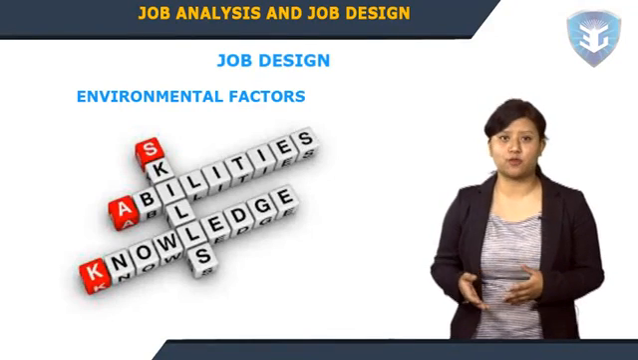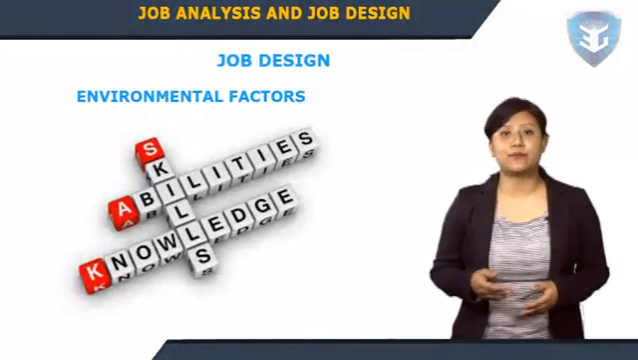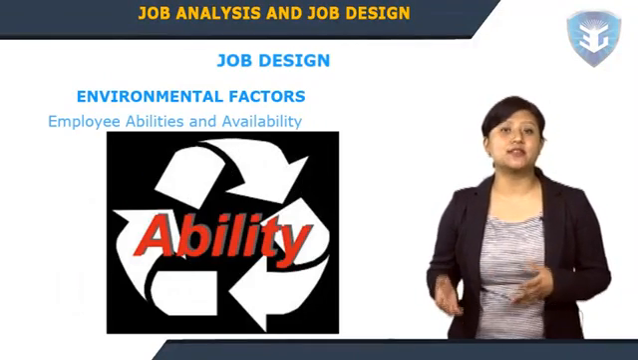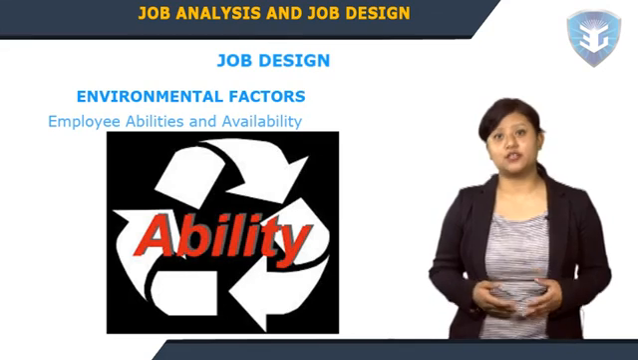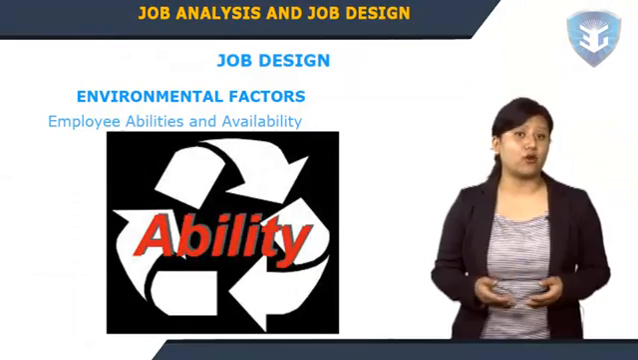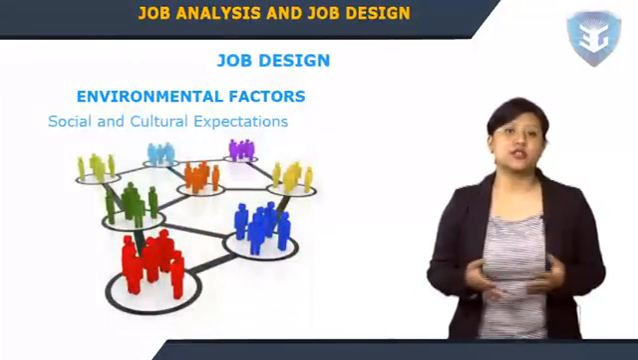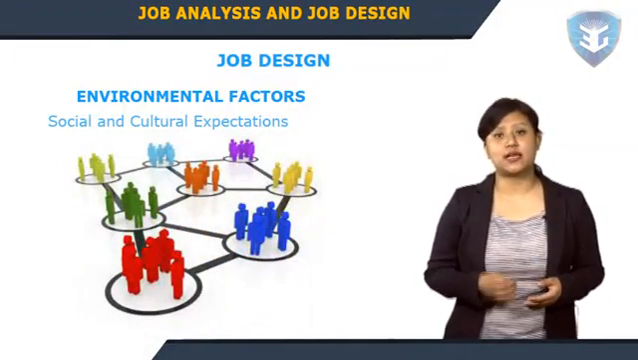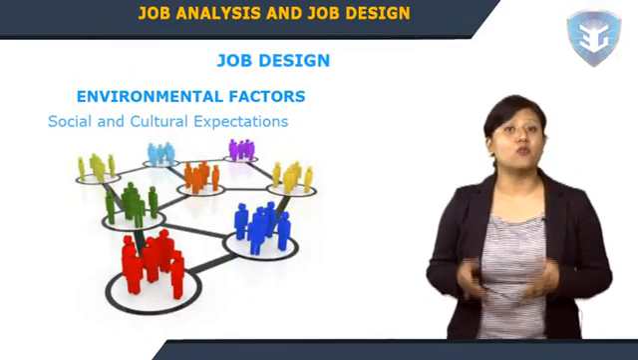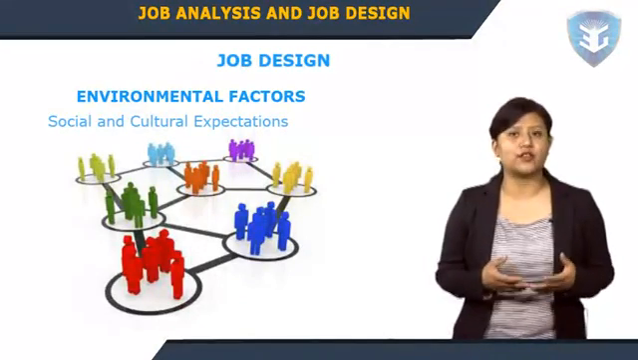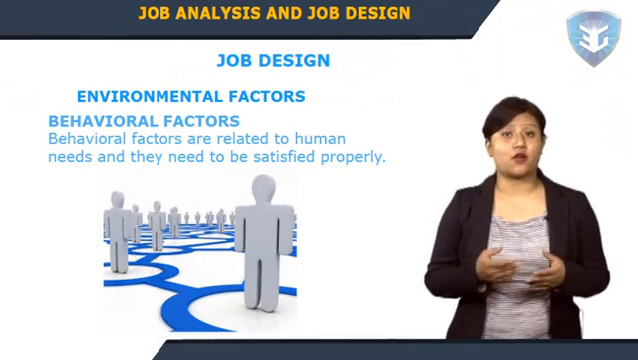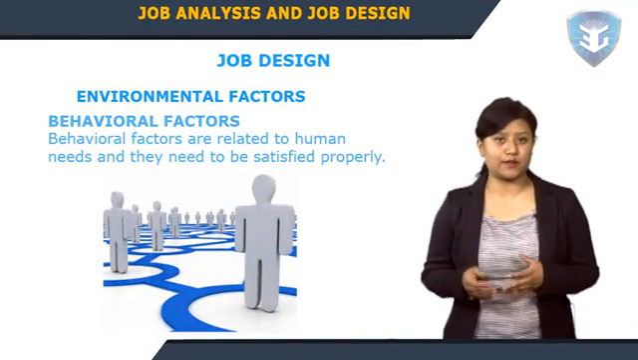Environmental factors. Environmental factors affect job design. Environmental factors include employee abilities and availability and social and cultural expectations. Employee abilities and availabilities. Abilities and availability of people play an important role while designing jobs. Due attention needs to be given to the employee who will actually perform the job. The social and cultural expectations. Jobs should be designed keeping the employees in mind. Due to increase in literacy rate and knowledge, employees are now more aware and only perform jobs that are of their liking and match their profile. Behavioral factors. Behavioral factors are related to human needs and they need to be satisfied properly.